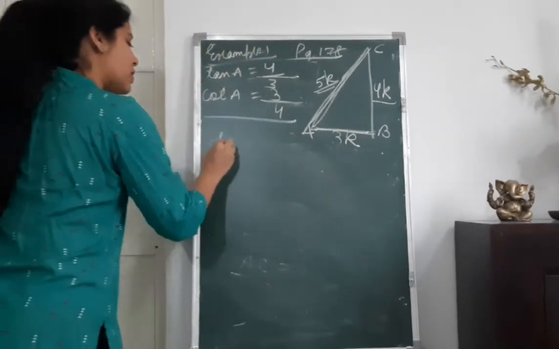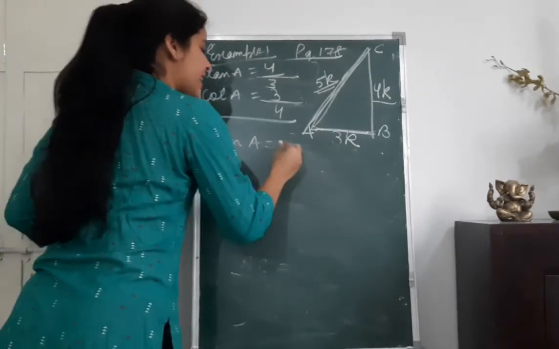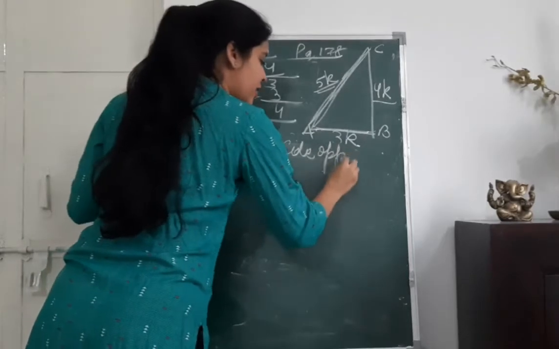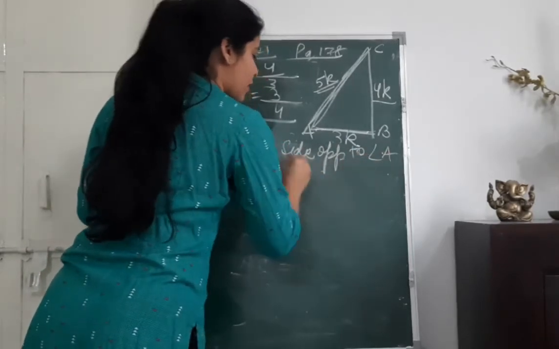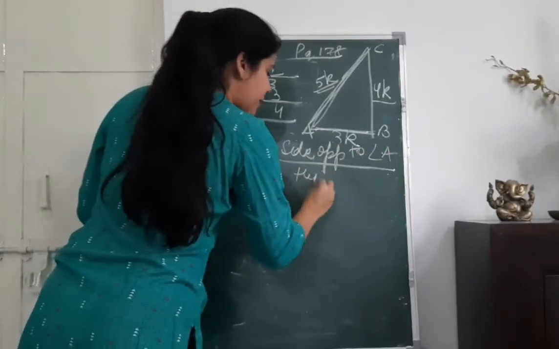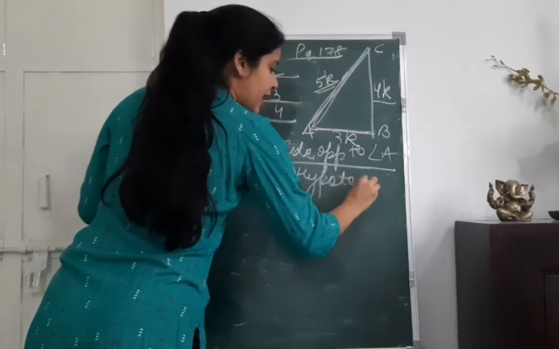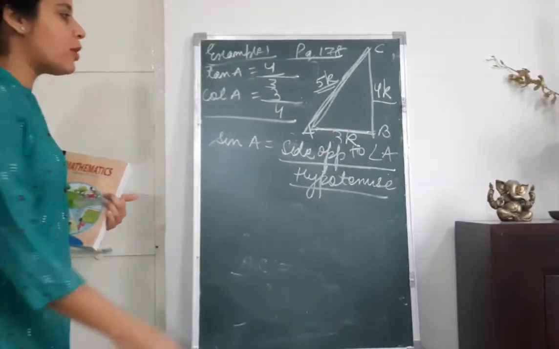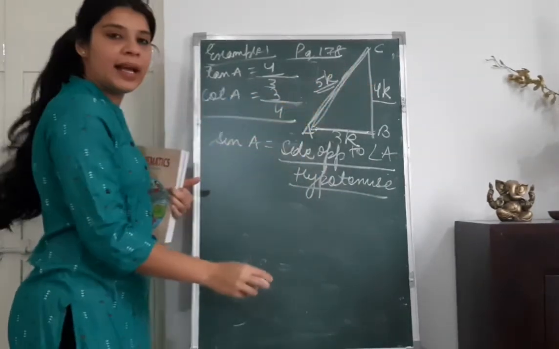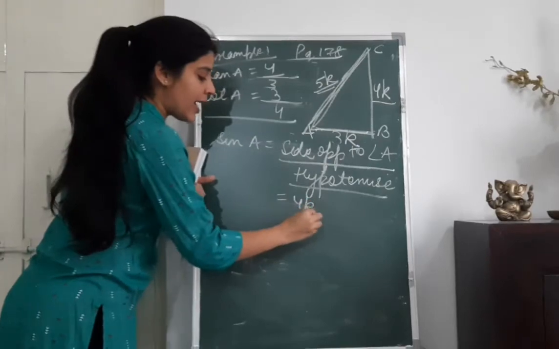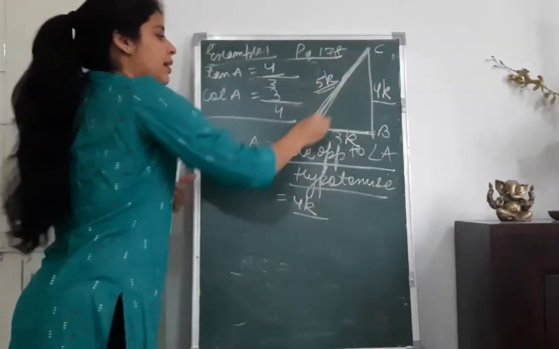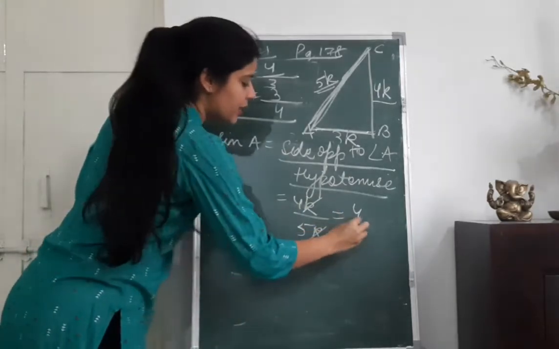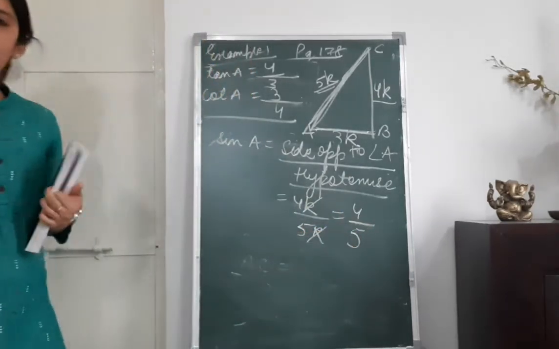Now sin A is equals to what? Sin A is side opposite to angle A upon hypotenuse. Which is the side opposite to angle A? 4K. And which is the hypotenuse? 5K. K and K will get cut, and what we have? Sin A as 4 by 5.